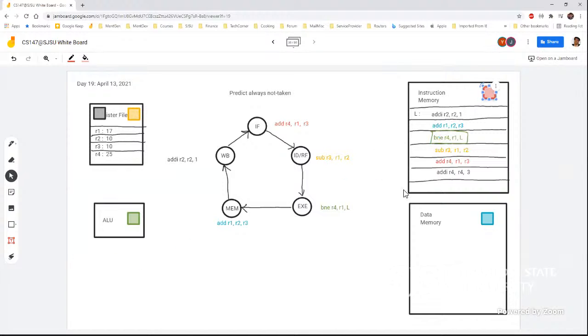All right. Now what happens in the next clock cycle is this. This add instruction is done. So this is done. And this one moved to write back.